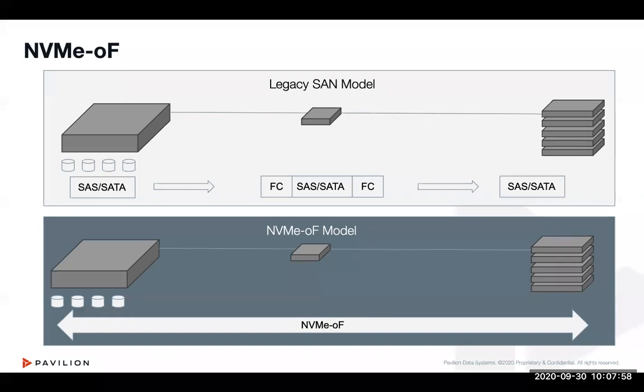So NVMe-oF can use different transports. It can use fiber channel. It can use Ethernet. So this data can be sent over different networks, yet it's going to dramatically reduce your latency while enabling significantly higher throughput. So those are the true real benefits of NVMe-oF: significantly greater throughput, significantly lower latency.